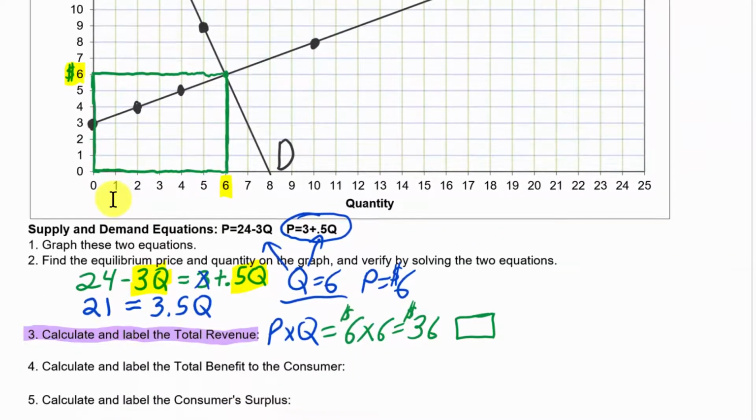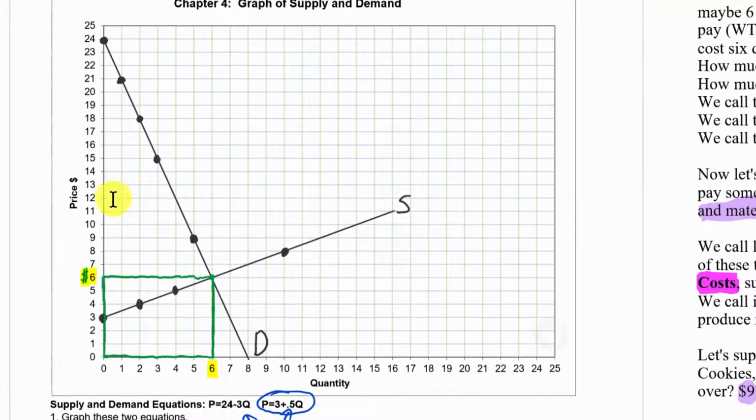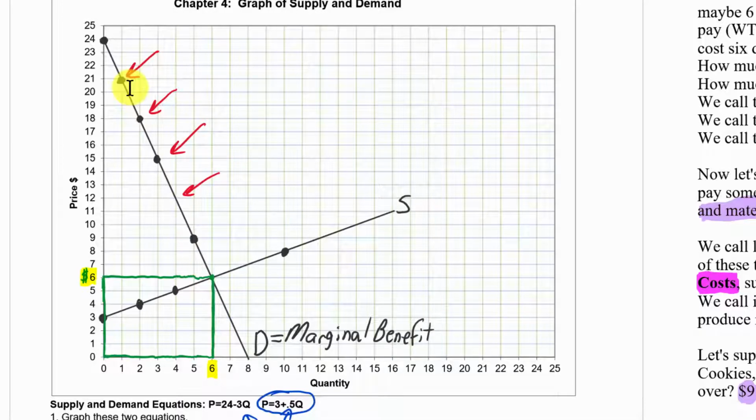Now let's calculate and label the total benefit to the consumer. Remember what we were talking about in Chapter 3 when we were talking about the demand curve. Each point on this demand curve tells us what's the most this person would be willing to pay for each additional unit. So we call this demand curve, in addition to a demand curve, we call it the marginal benefit line. So we see here that this person is willing to pay $21 for the first unit, at most 18 for the second, 15 for the third, and 12 for the fourth, etc.